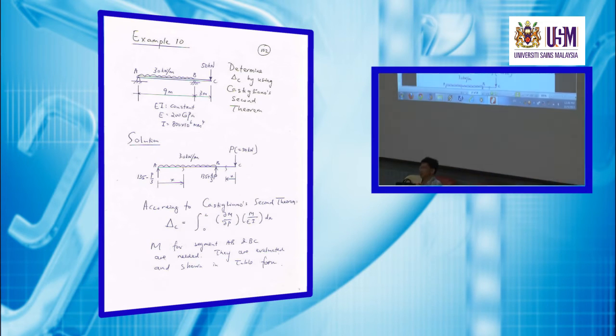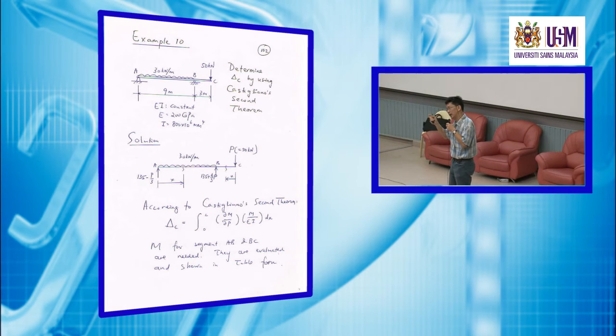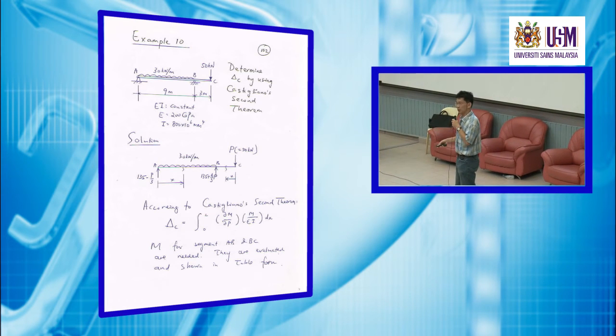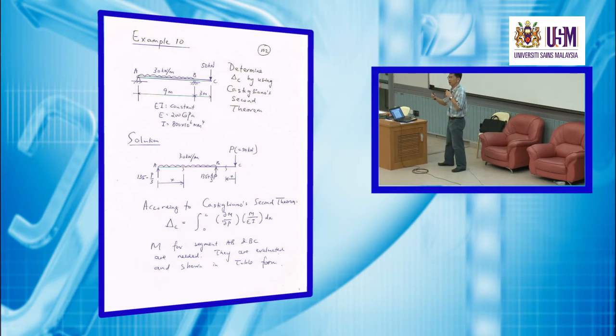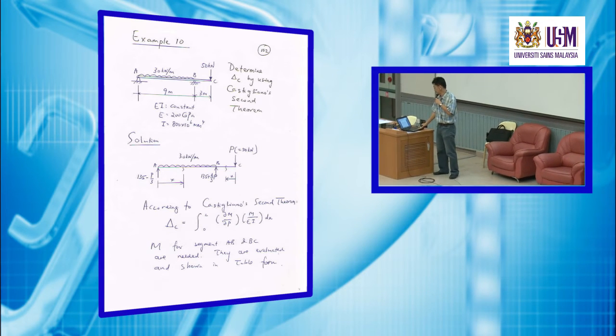This problem you can also solve using the method of virtual work, where you have a real system and a virtual system, then you find the bending moment, then you apply the virtual work equations. But here we're using Castigliano's second theorem. So let's look at the process of solving this using Castigliano's second theorem.